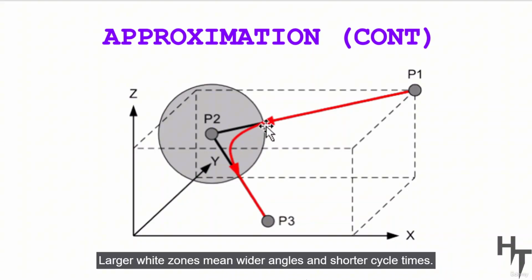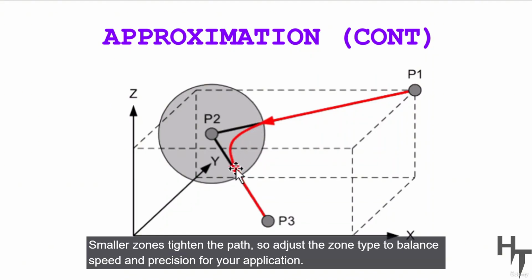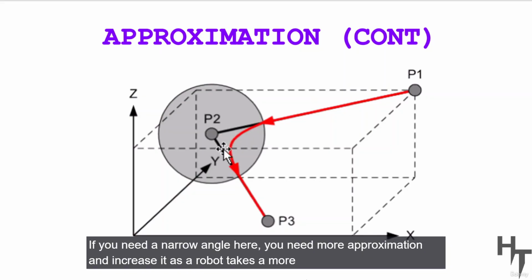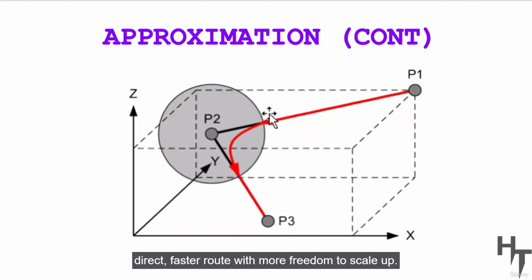Larger, wider zones mean wider angles and shorter cycle times. Smaller zones tighten the path, so adjust the zone size to balance speed and precision for your application. Okay, reduce the zone value if you need a narrow angle. Here you need more approximation, and increase it as the robot takes a more direct, faster route with more freedom to cut the corner.